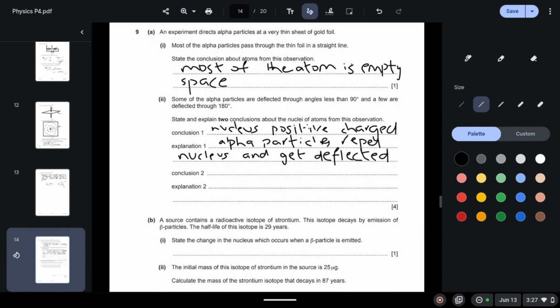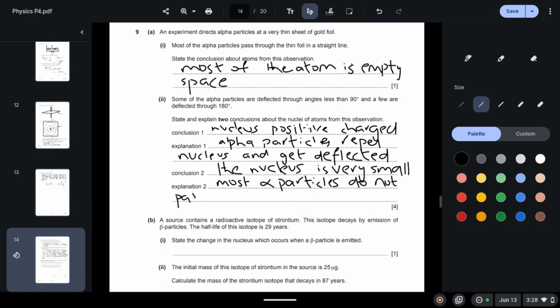And the other conclusion is that the nucleus is small. Most alpha particles do not interact with the nucleus, do not pass close to the nucleus.